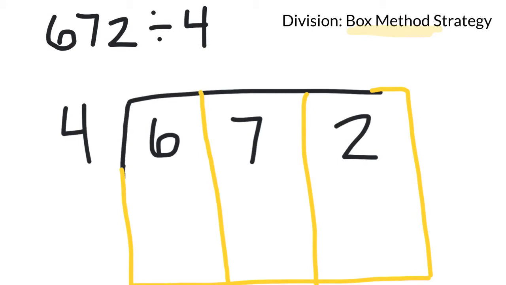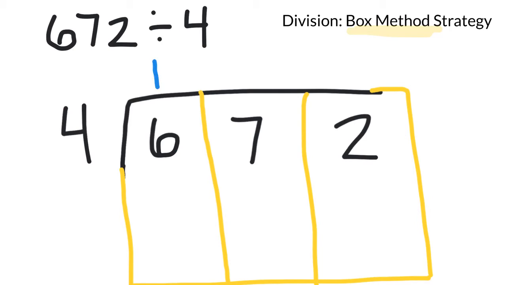What we're going to do with the box method is 672 divided by 4. So we're going to take our 4 and try to figure out how many times the 4 fits into the 6, how many times it fits into the 7, and how many times it fits into the 2. So let's first start with the 6. I'm going to ask myself, how many times can 4 fit into 6? If I'm counting by 4s, 4, 8, 12, I can see that 4 can fit into 6 one time.